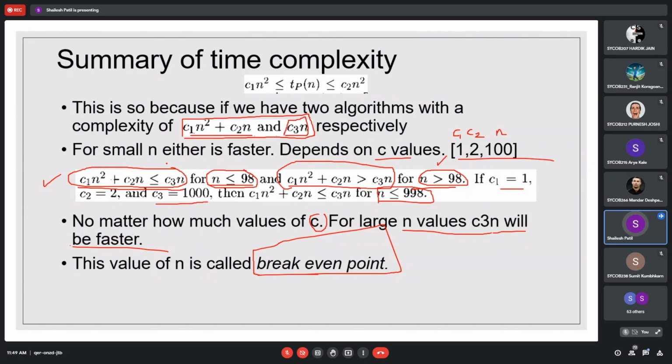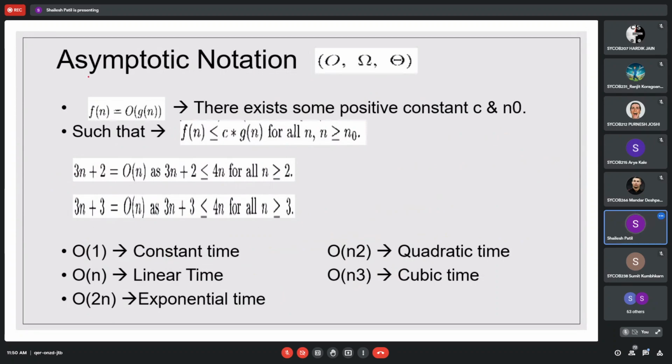I will come to this point and give a clarification on this. I will just correct it. For some functions, for some values it will work, but after some values it will reach some point which we call the break-even point.